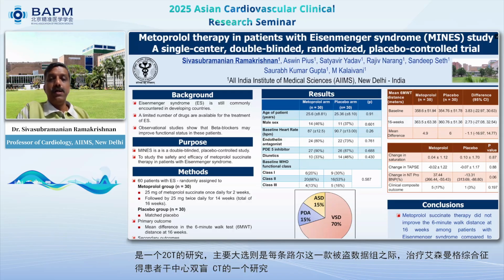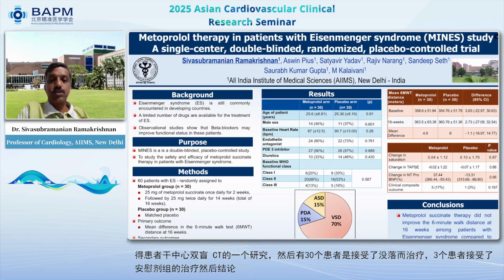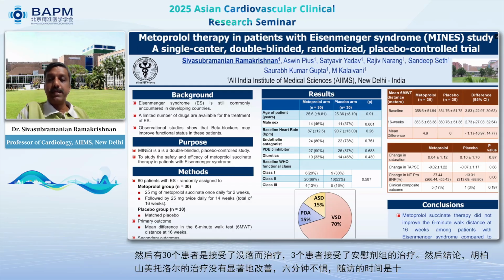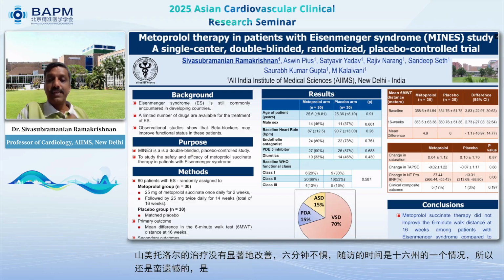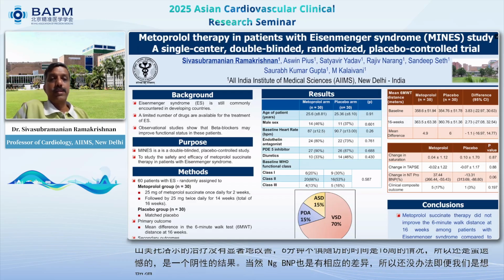and 30 patients were randomized into the metoprolol group, and 30 patients into the placebo group. And unfortunately, we couldn't replicate the observational result that we got. There was not much difference in 6-minute walk distance, which was our main primary endpoint. Not only that, more patients had clinically significant worsening. The metoprolol group also had increased NT-proBNP levels as compared to the placebo group. Significant increase in NT-proBNP was there. So in general, we did not improve the 6-minute walk distance among patients with Eisenmenger syndrome. Not only that, it led to possible clinical worsening.